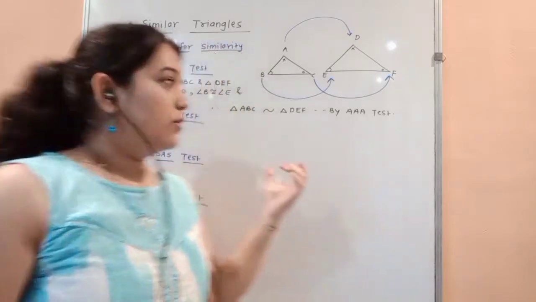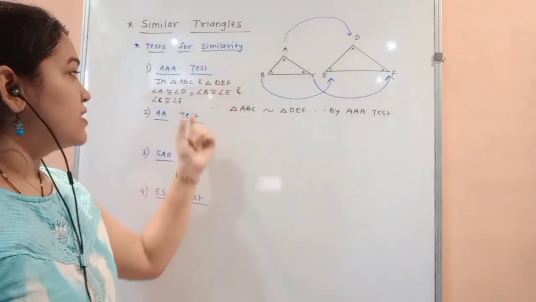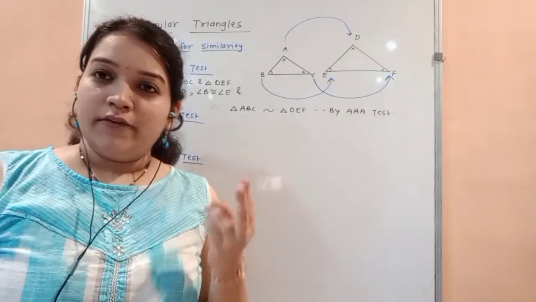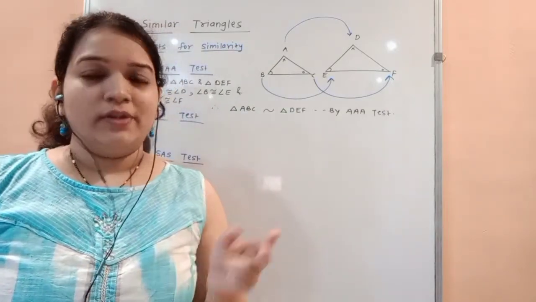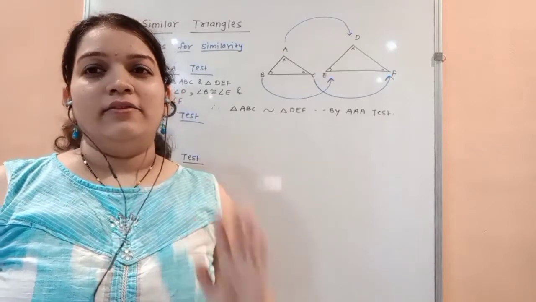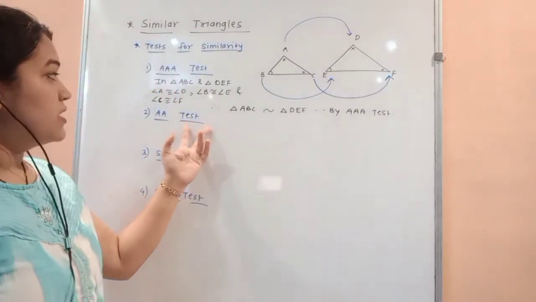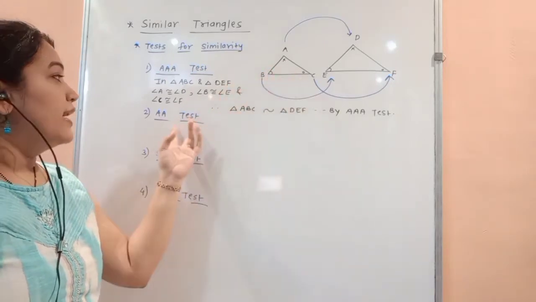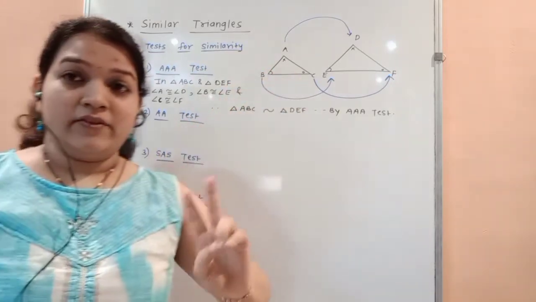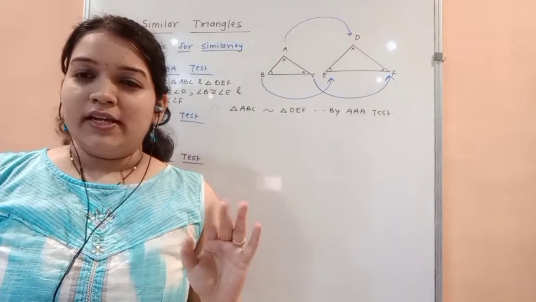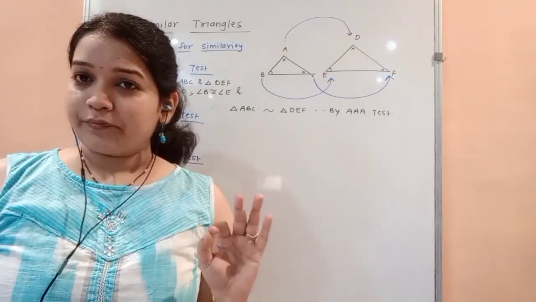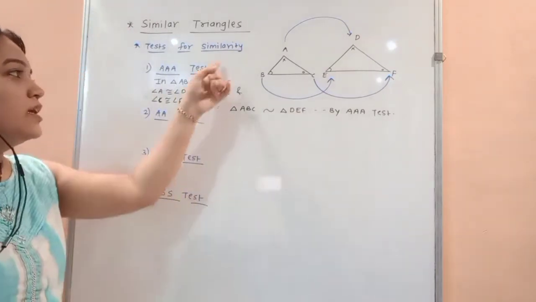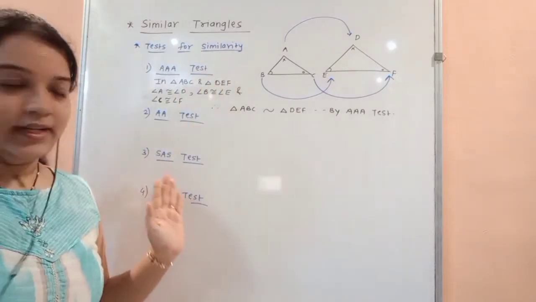Okay, so instead of writing AAA test, most of the time we use AA test only, because if two angles of a triangle are congruent, then automatically the third angle will be congruent. So this test is clear. AAA test means all three angles are given which are congruent. In AA test, if two angles are given which are congruent, then automatically the third angle will be congruent. Okay, this thing is clear to you. So these are the same tests.